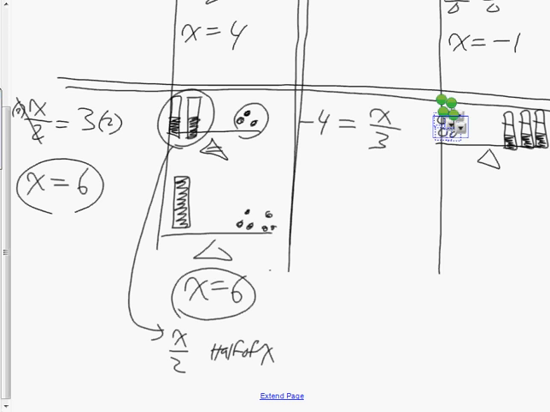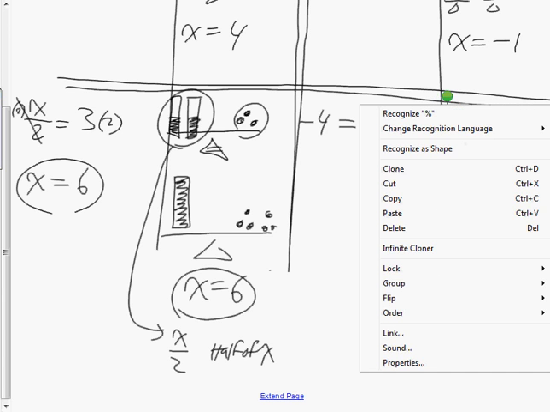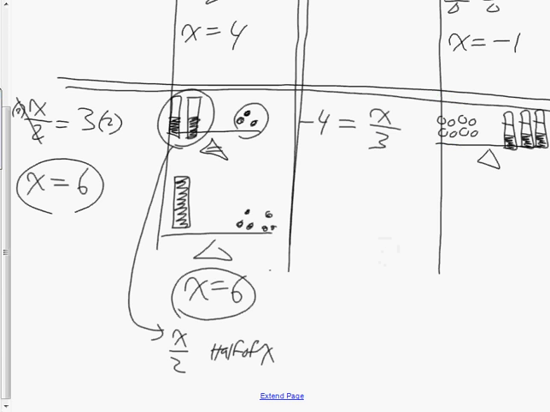But if I triple that side, in order to maintain equality, I'm going to group this side and infinite clone it. I have to triple this side to maintain equality. And what I end up having here is a full x, because those 3/3 make a full x, equals 12 negatives, or negative 12 equals x.